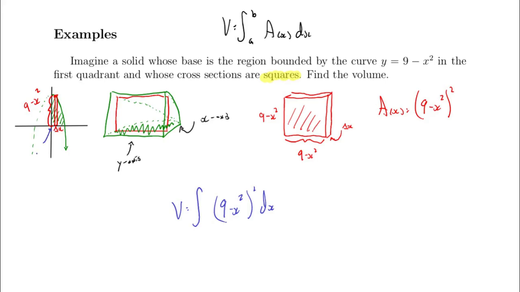So we need an x value here. This is x equals 0. And we need an x value here. That's x equals 3. So we're going to go from 0 to 3. And now this integral is not a hard thing to do.